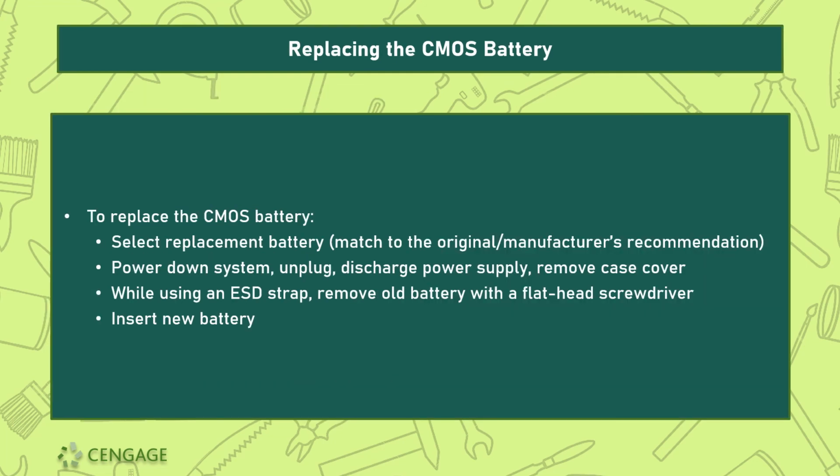Now, if we're going to replace the CMOS battery, let's go ahead and select the replacement. Again, most of them are CR2032s. Your mileage may vary slightly. Then we're going to go ahead and power down the system, unplug, discharge. We're going to hold that 3 to 5 second power button, and then take off our case cover.